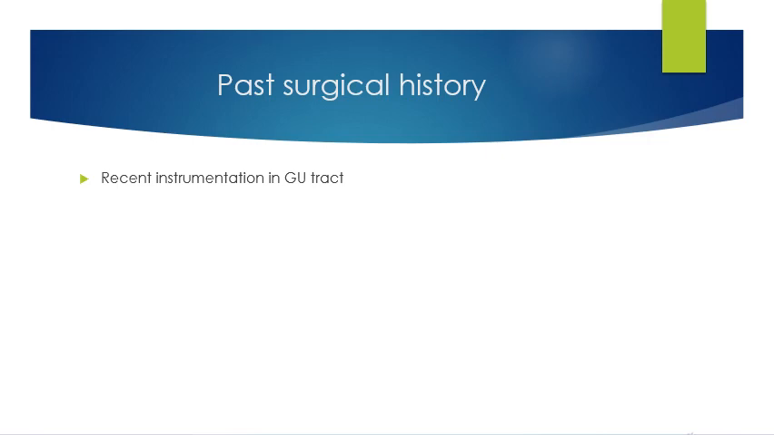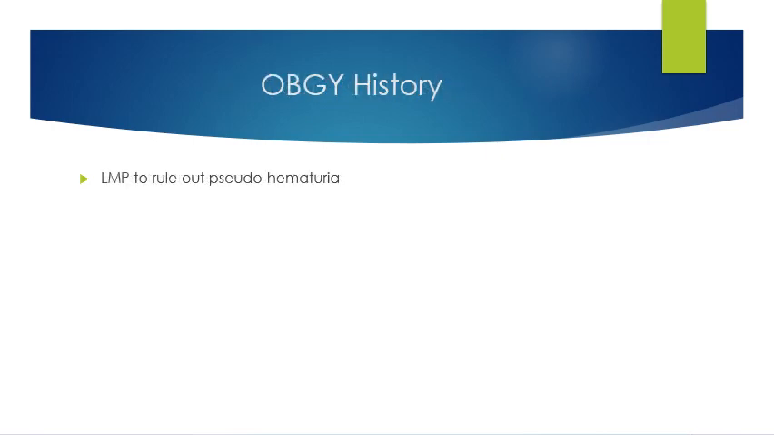Past surgical history. Always ask for any recent instrumentations in the GU tract like cystoscopy or catheterization which might cause mechanical injury to the soft tissues of the GU tract and can cause bleeding. In case of a female, always ask for the last menstrual period date to rule out pseudohematuria which might present as hematuria.